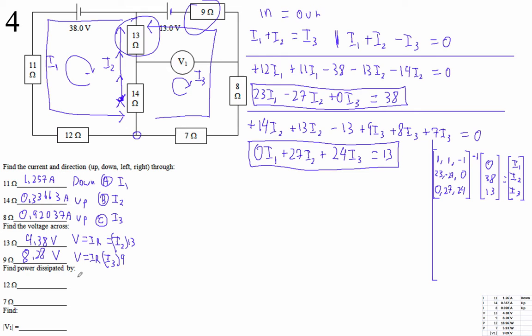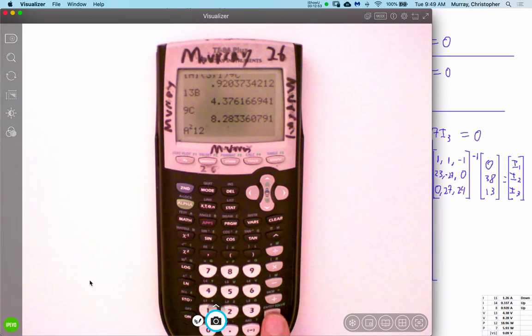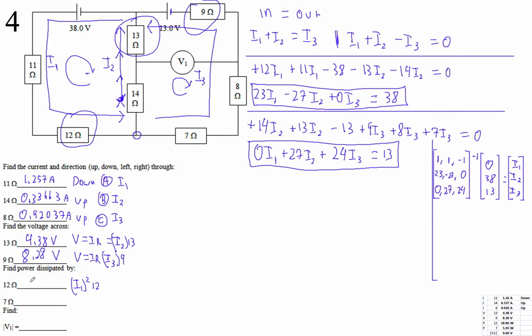Okay, power dissipated. Power is I squared R, right? But for the 12, where's my 12? There it is. It's going to be I1 squared R times 12. Well, I1 is this guy, the 1.257. So for me, it's just A squared times 12. 18.96. I'm just going to write it that way, 18.96. There it is. It's 19.0 with 3 sig figs. That's watts.